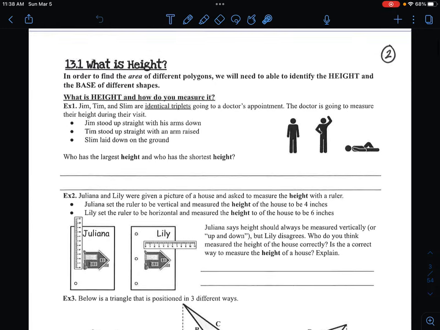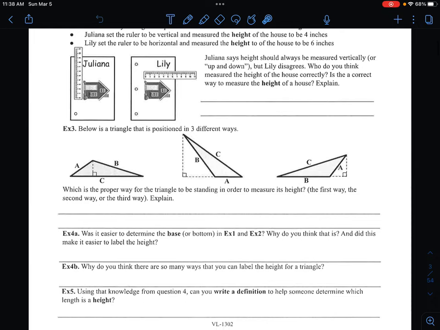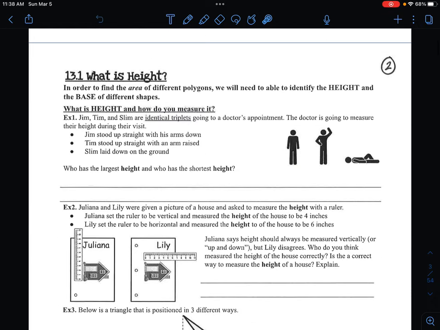In this video, we are going to cover what is height. This set of notes is VL-1302. Let's begin. In order to find the area of different polygons and shapes, which is another word for shapes, we will need to identify the height and base of different shapes. So we need to talk about what is height. Seems kind of obvious, but it gets a little bit weirder when you think about it some more. So what is height and how do you measure it?